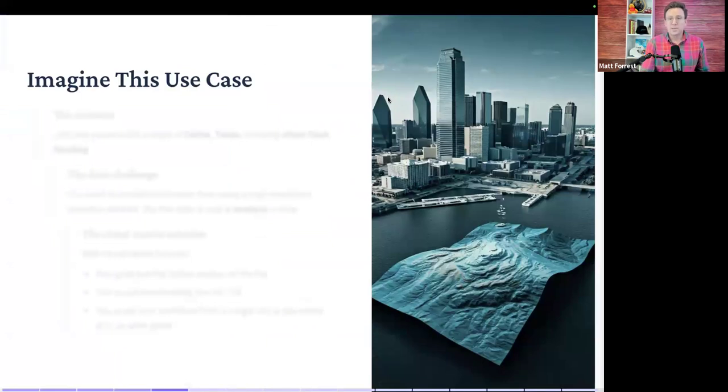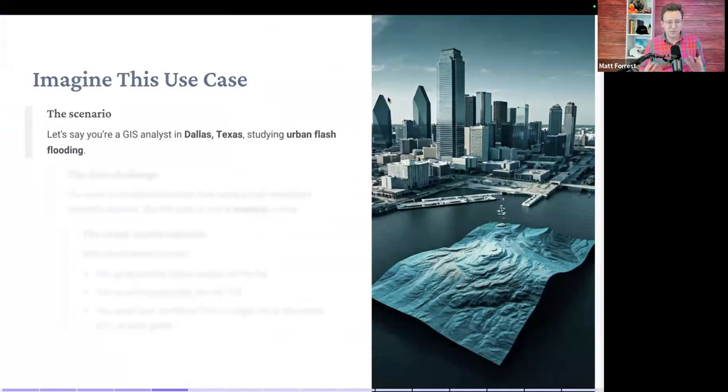So here's another sample use case. I try to put these into context. Imagine you're a GIS analyst in Dallas, Texas, which some of you might be, and you want to study urban flash flooding. I've been fascinated with floods recently because I live in New York. We've had some pretty significant flash flooding over the past several years. There have been some crazy videos of our subway system flooding.